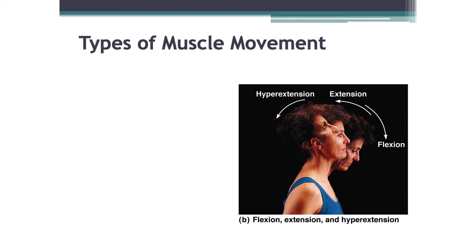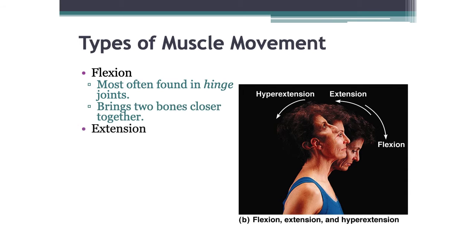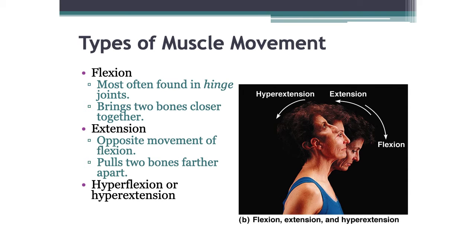Types of muscle movement. Flexion, often found in hinge joints, brings two bones closer together. Extension is the opposite movement of flexion. It pulls two bones further apart. Hyperflexion or hyperextension is flexion beyond the normal position.